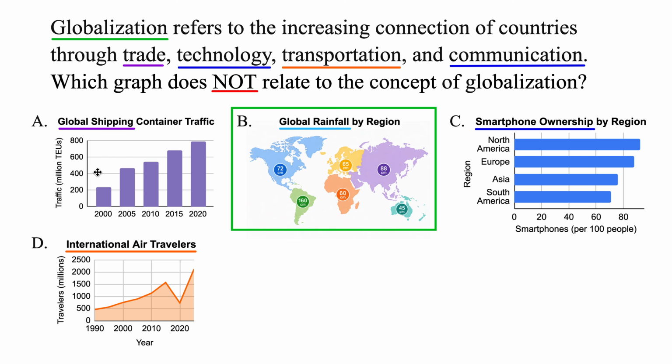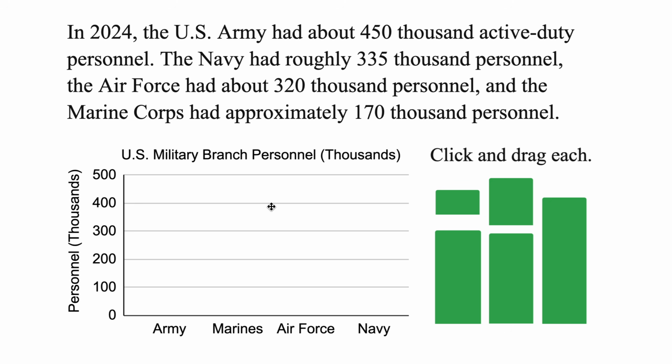So as you can see, by finding which things do match this definition of globalization, then it's easy to find the one that doesn't have to do with it. So that's all there. Okay, what's another style that they could give you? You may have to create a bar graph by dragging these over. We're going to click and drag each of these to the correct category. But once again, they explain everything in the little paragraph they give you.